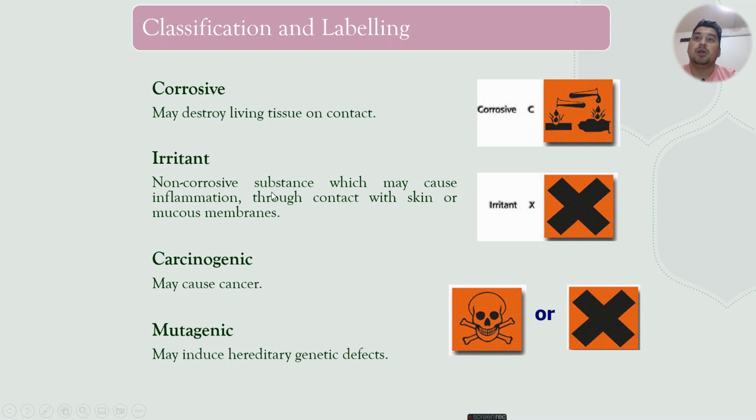Then we have the irritant, a non-corrosive substance which may cause inflammation through contact with the skin. Then we have carcinogenic, may cause cancer. Mutagenic, may induce genetic defects. So any one of these signs will be there.